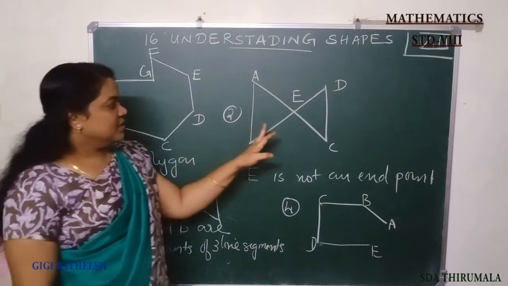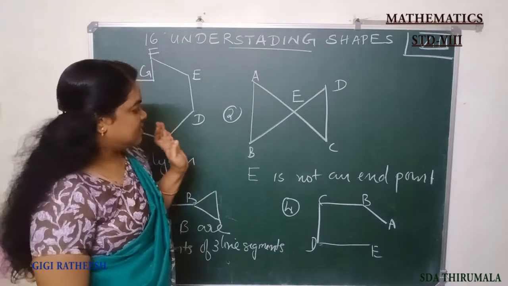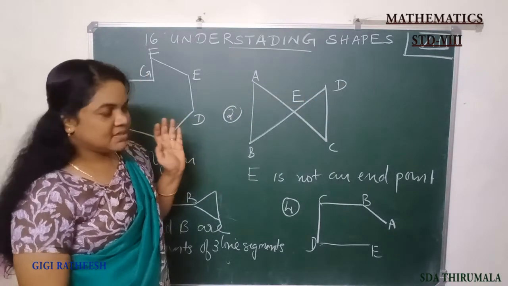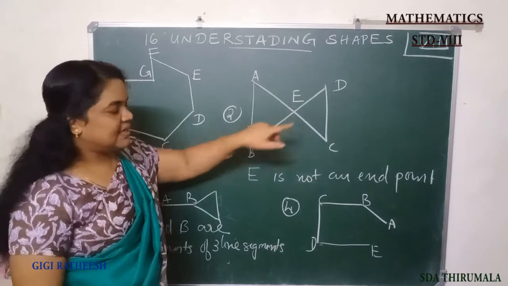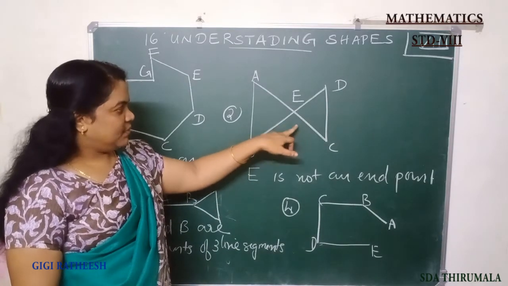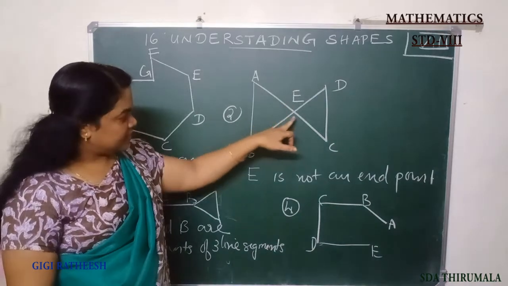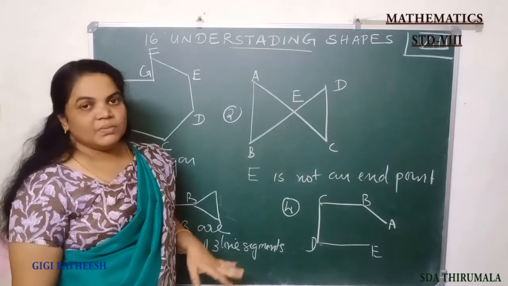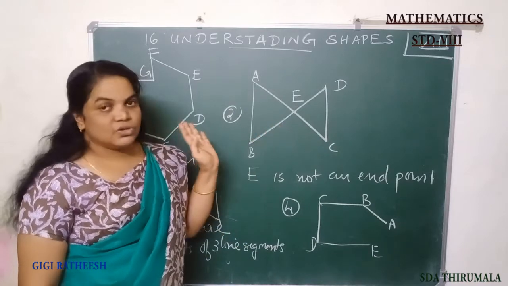And then the second one: A, B, C, D, E. This is a figure. Is this figure a polygon? We know that E is not an endpoint, because at this point there are 4 line segments joining. So E is not an endpoint, and we can say that this is not a polygon.